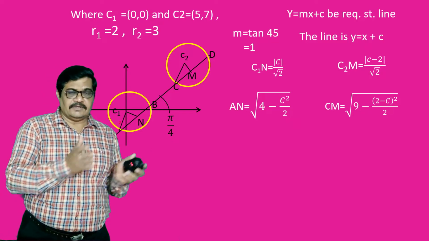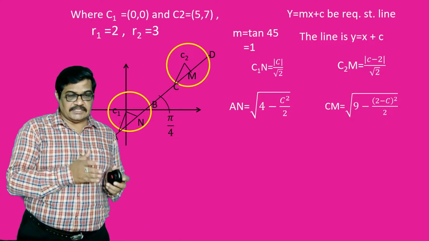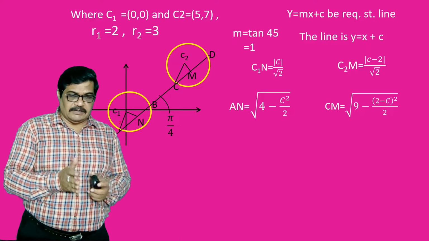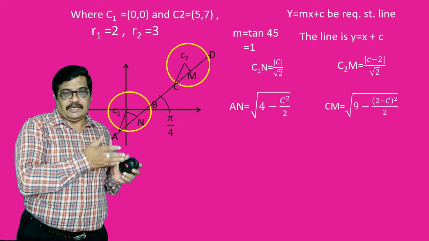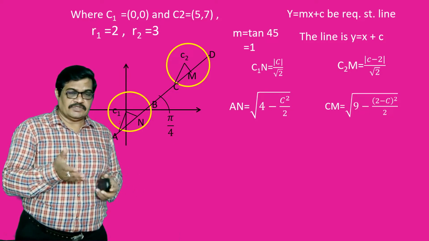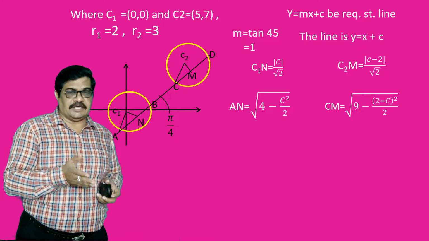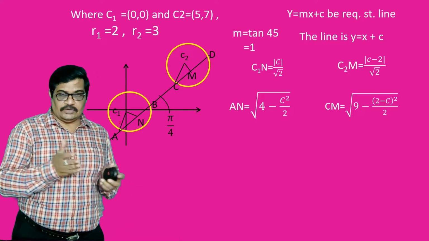So here AN is equal to CM. These are the semi-intercepts. Okay, these are intercepts: AB is equal to CD. So AN is nothing but CM. These two are equal: AN is equal to CM.